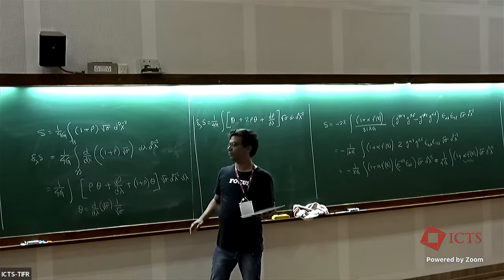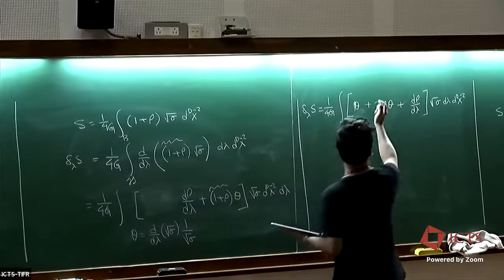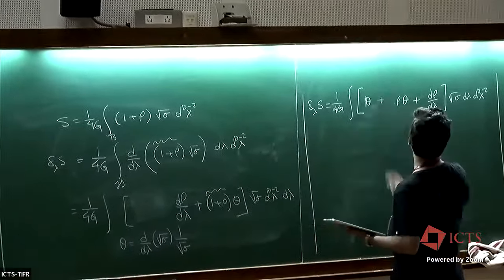1 plus rho. No, because this guy will come out. I take d/dλ of this, there's a theta. And there is no rho theta here. That's what you are saying, right? Sorry, my mistake. Is this fine now? This is fine, right? That's why there should not be a factor. Good. That was a test.